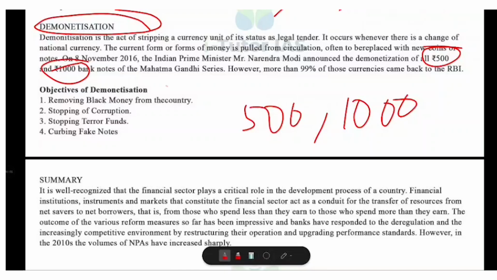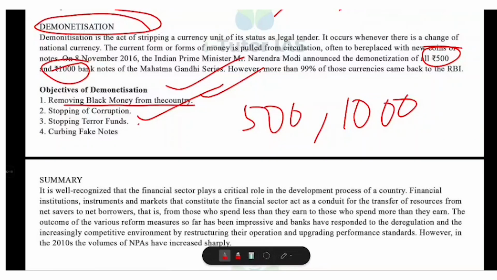And what are the objectives of demonetization? Yes, removing black money from the country. How? Yes, to bring unaccounted or illegal money back into the formal banking system. It helps to bring it back. Then stopping corruption. That is, the government believed that corrupt officials and businessmen hoarded black money in cash. So banning those notes would destroy their value.